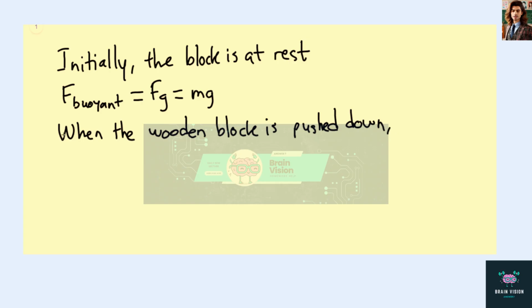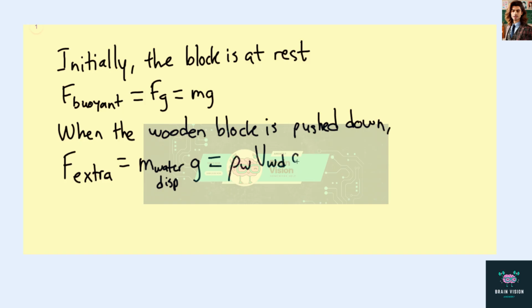So we can say F extra for now is going to be equal to the mass of the water displaced times gravity, which will equal the density of the water times the volume of the water that is displaced times gravity. And then we can say that this block has a cross-sectional area A, so this is going to be equal to the density of water times g times that cross-sectional area times delta x, however far the block was pushed down into the water.